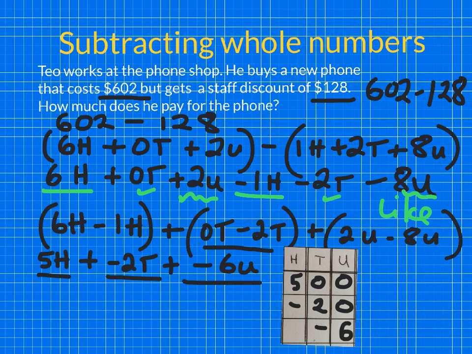Let's work this out line by line. 500 minus 20 will give us 480. 480 minus 6 will leave us with 474. So therefore the amount of money that will be paid by Tio is $474.